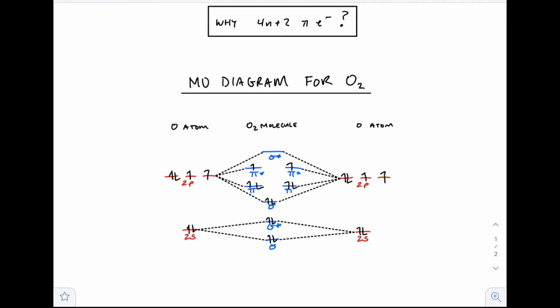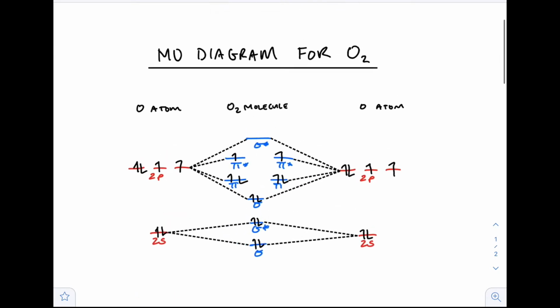All right, so this video is going to explain why the 4n plus 2 pi electron rule is used to assess whether or not something is aromatic, okay? Huckel's rule, right? So we use the MO diagrams to kind of explain that.